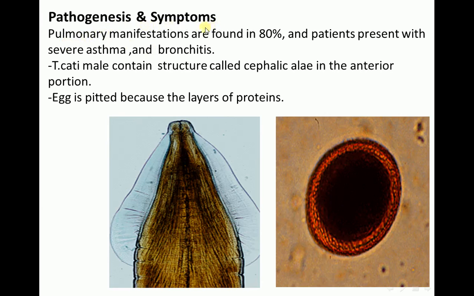Pathogenesis and symptoms: pulmonary manifestations are found in about 80%, and patients present with severe asthma and bronchitis. Toxocara cati male contains a structure called cephalic alae in the anterior portion. Eggs are pitted because of the layers of proteins around the oval.